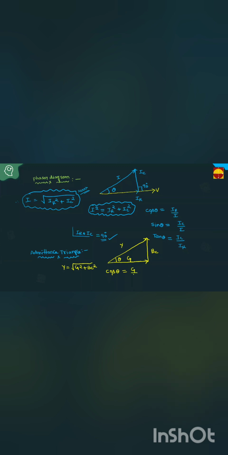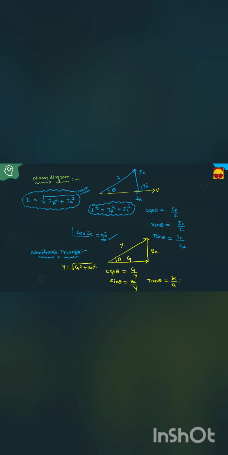All right. What is sin theta? Sin theta equals BC by Y. What is tan theta? Tan theta equals BC by G. So this is the admittance triangle for series RC. Sorry, not series RC. This is parallel RC. Parallel RC circuit has the admittance triangle, series RC circuit has the impedance triangle.